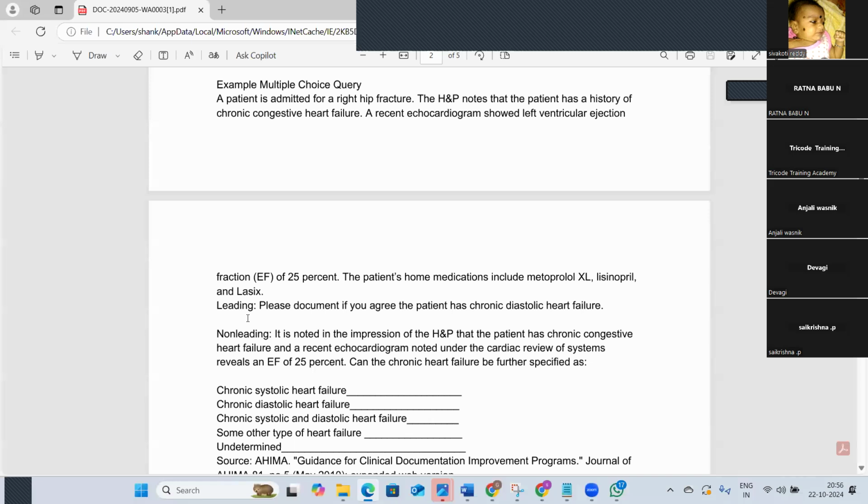Are you understanding? Clear, right, everyone? Yes. Okay, if it's clear, then it's good. Because query questions will come more in the examination, the query part is very important.